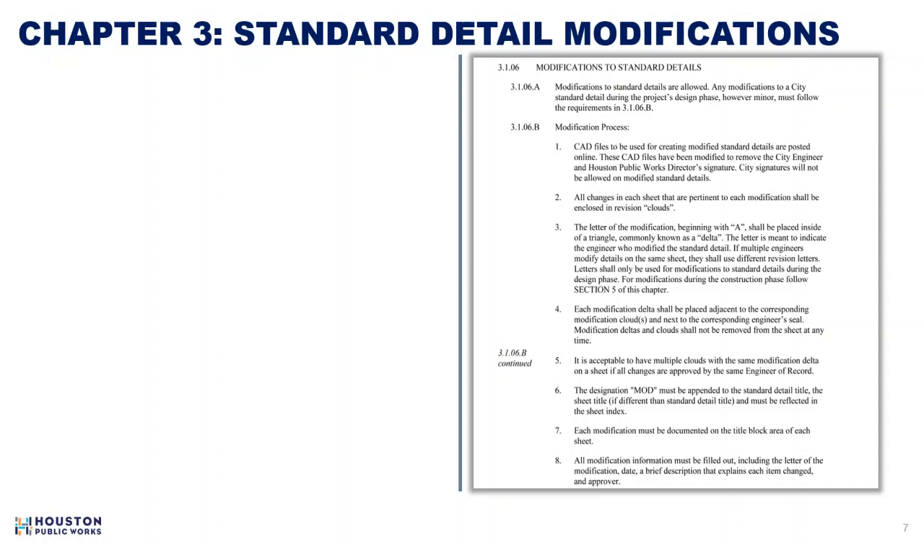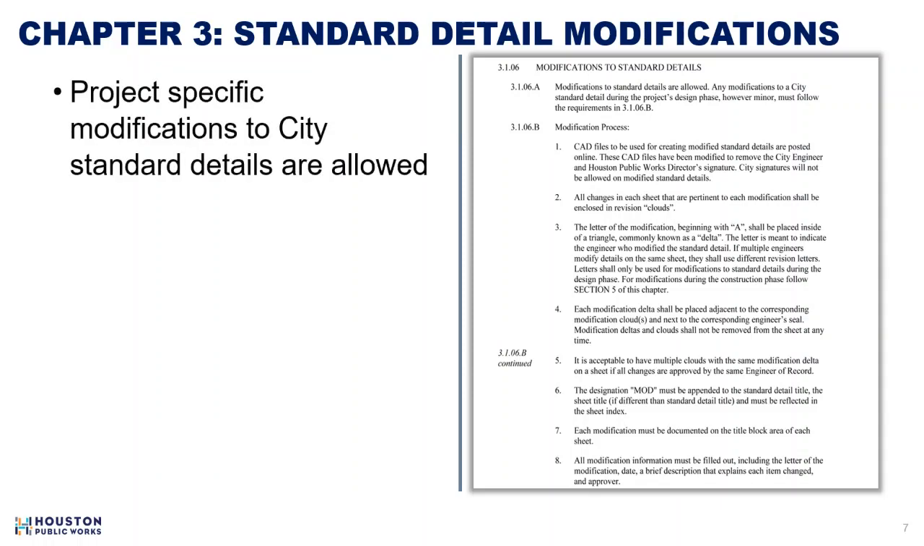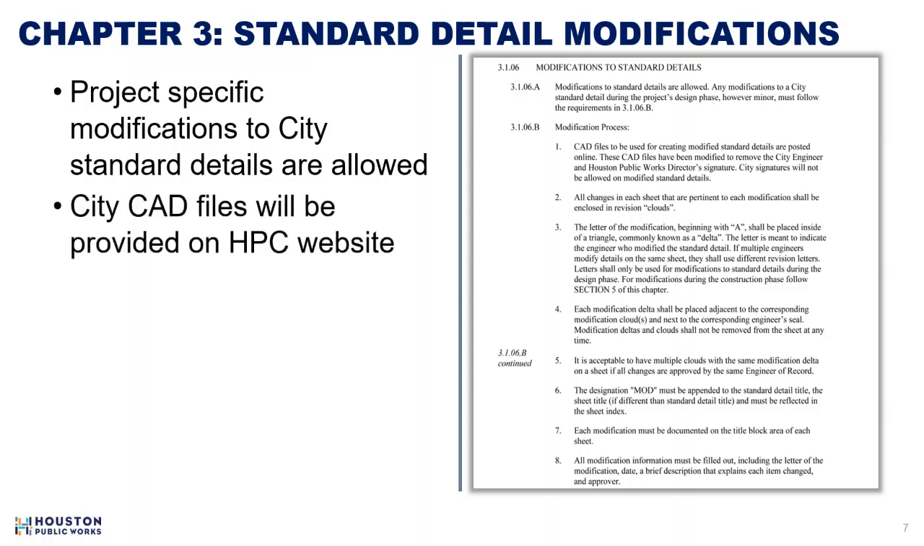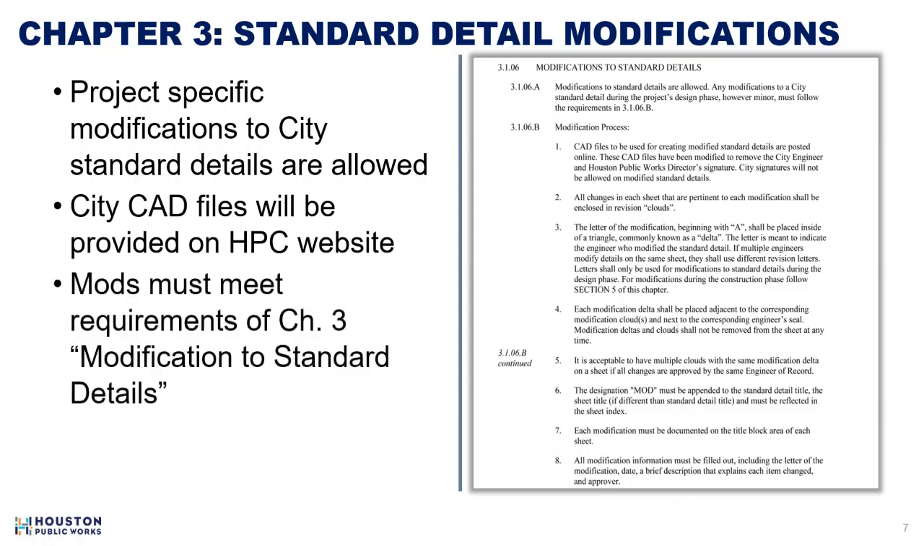A new section has been added called Modifications to Standard Details. It gives the process for modifying standard details such that they will be allowed by the city. The city has heard your request for access to the CAD version of the details, and the city will provide the DWG versions of the standard details on the HPC website. The next few slides will show examples of this modification process, but I request that you review the requirements in the IDM in detail.